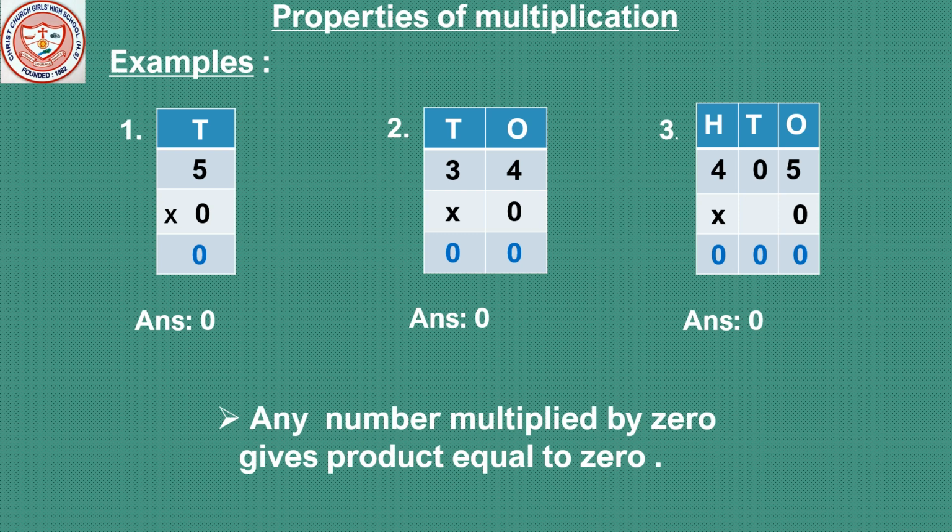Look at these examples once again. 5 into 0 is equal to 0. 5 multiplied by 0 and we got the product equal to 0. Similarly, 34 multiplied by 0 and we got the product equal to 0. And example number 3, 405 into 0 is equal to 0. So, any number multiplied by 0 gives product equal to 0.